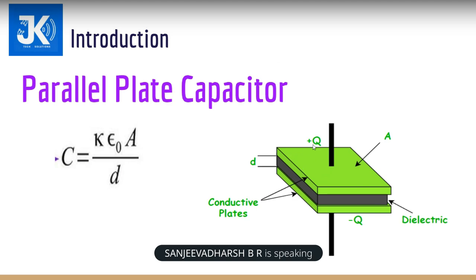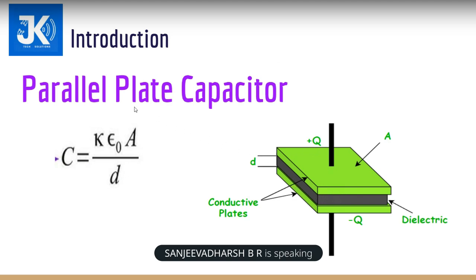In the positive plate, we will be giving a positive charge, that is plus Q. And in the negative plate, we are going to give a minus Q, that is a negative charge. So in between these two plates, we are going to give an insulator or a dielectric material.